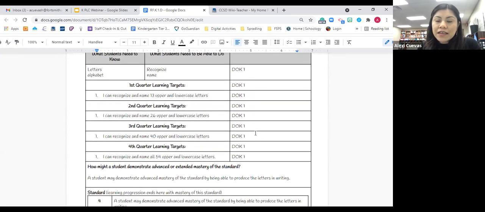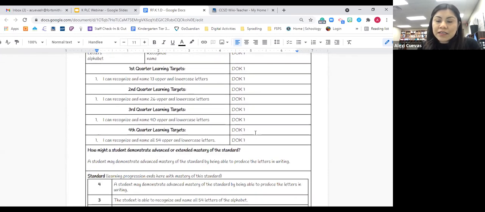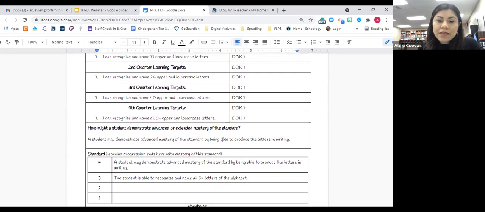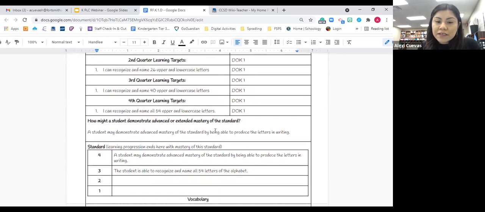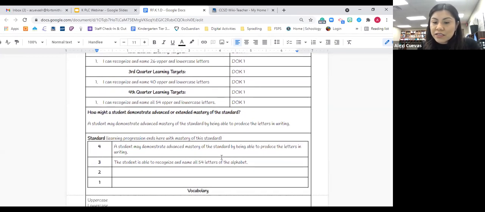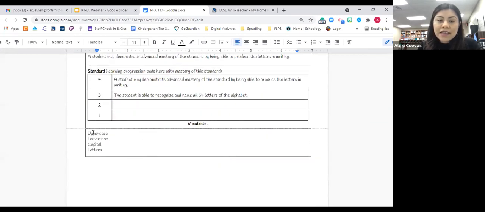We went through and listed the DOK level. Then we discussed what does mastery of the standard look like and what does proficiency of the standard look like. And then down here, we listed our vocabulary that we felt students needed to know for this standard.